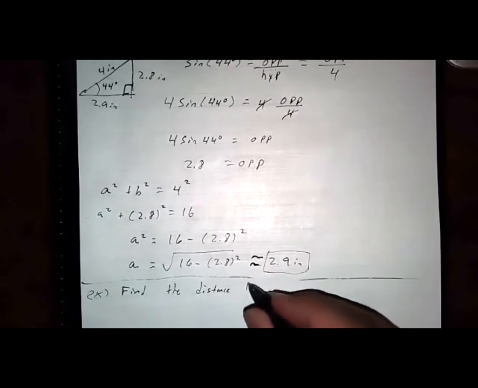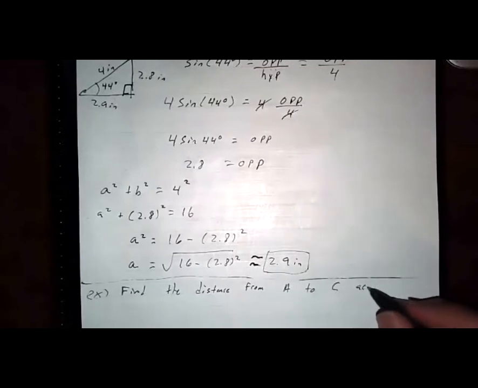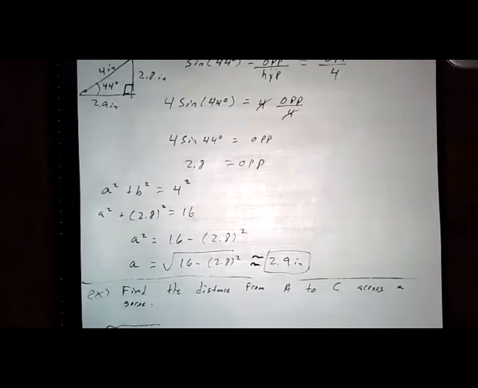So the next one, it's another word problem. They say find the distance from A to C across a gorge. So I guess try to draw. I can't draw worth a damn, but find the distance from A to C across a gorge. So here's the gorge. So there's the hole in the middle.